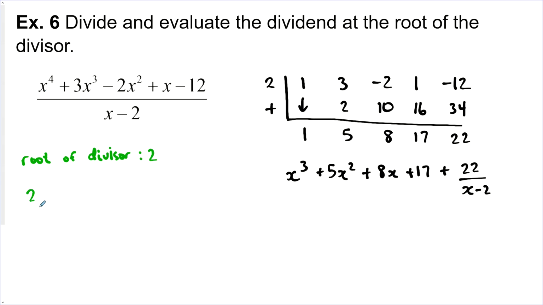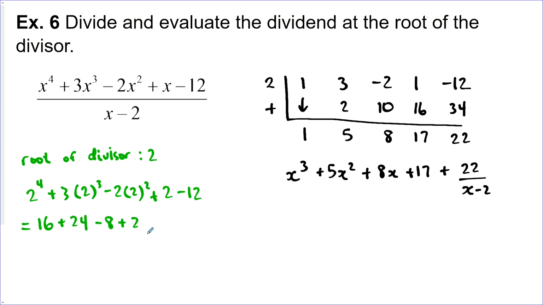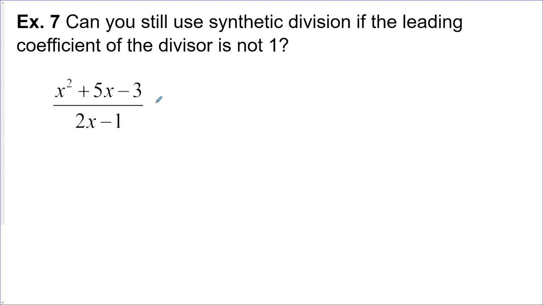And let's put that in here. So we've got 2 to the power 4 plus 3, 2 cubed minus 2 times 2 squared plus 2 minus 12. And then we just need to evaluate this. So we've got 16 and then 24 and minus 8 plus 2 minus 12. And we just need to add this up here, and it looks like 42 minus 12 is 30, minus 8 is 22. And that's perfect.